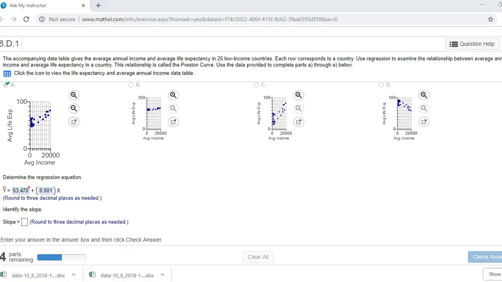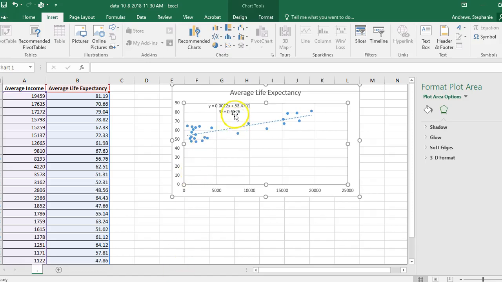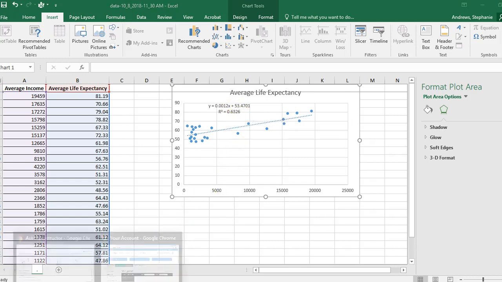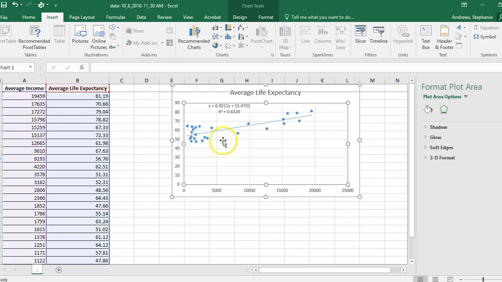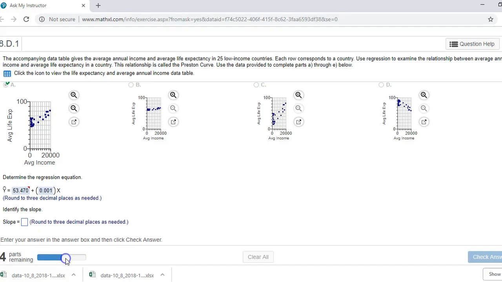Sorry to keep bouncing back and forth, but here the y-intercept's 53.470, and that's what it's showing as a correct answer. And then the slope is 0.001. Let's see if that agrees with our number. 0.001, it will agree. And so here's a pretty rough video to help you to get to the equation. And then the slope is going to be the 0.001.